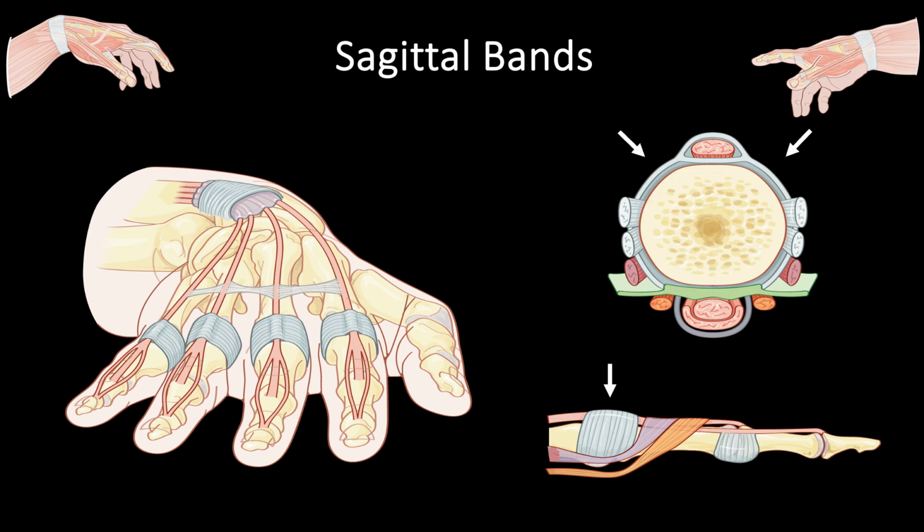Further distally, at the level of the metacarpophalangeal joints, are the sagittal bands, which stabilize the extensor tendons. These bands function like true guy wires, anchoring to the palmar plate on the palmar side of the fingers and converging on the dorsal side to form an arc around the extensor tendon.